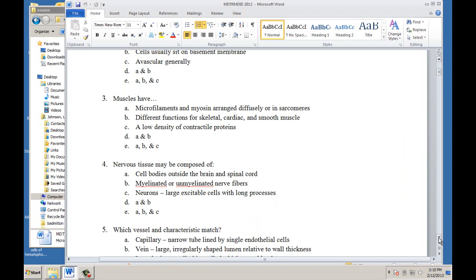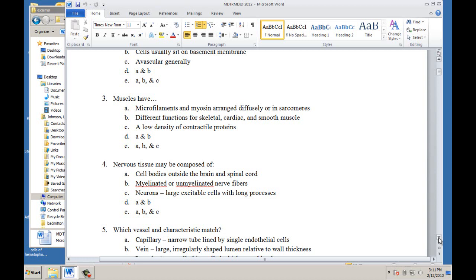Muscle has microfilaments and myosin arranged diffusely or in sarcomeres? Yes, diffusely in smooth muscle, sarcomeres in striated muscle. Different functions of skeletal, cardiac, and smooth muscle? Yes. Low density of contractile elements? No, they have a high density of contractile elements, so the answer is D, A, and B.